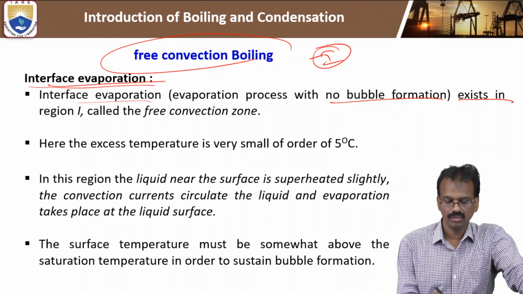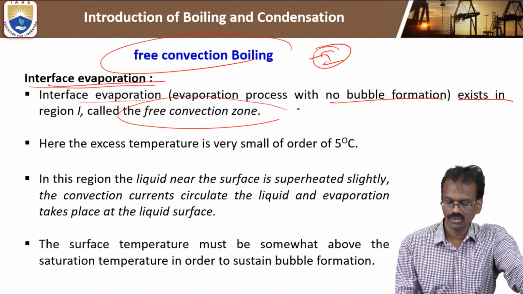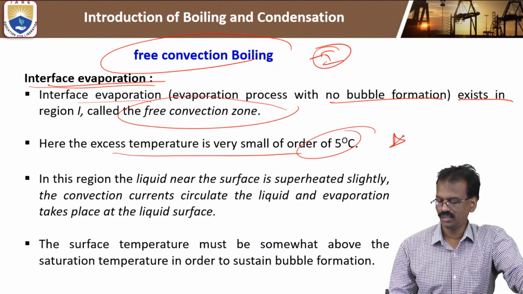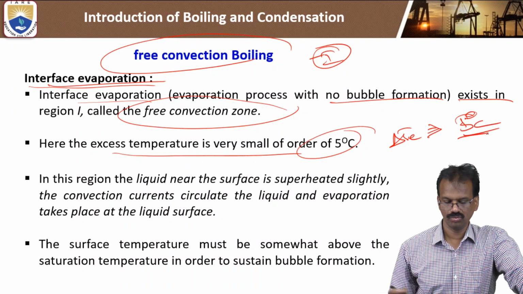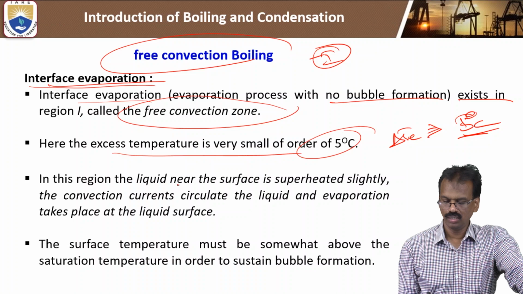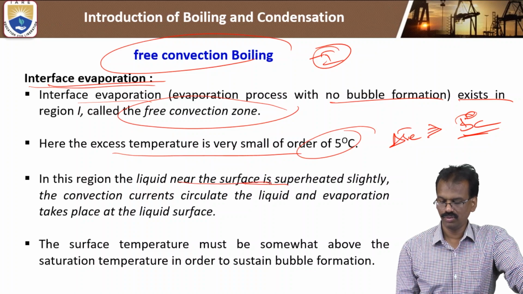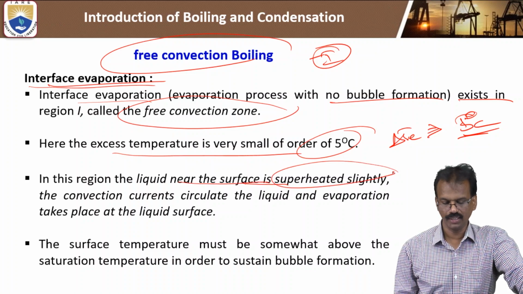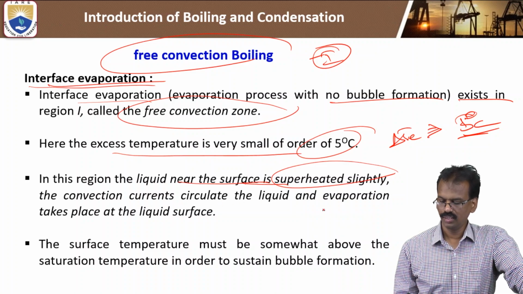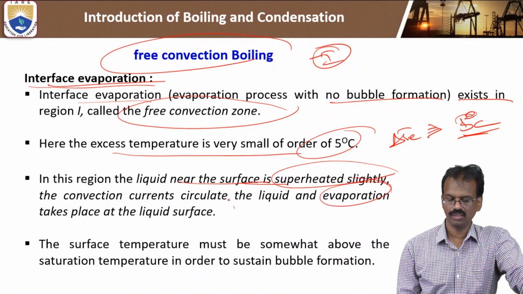So it exists in region 1. It is called the free convection zone. Here, the excess temperature is very low: delta Te is less than 5 degrees Celsius. In this region, the liquid near the surface is slightly superheated. The convection currents circulate the liquid and evaporation takes place at the top surface.